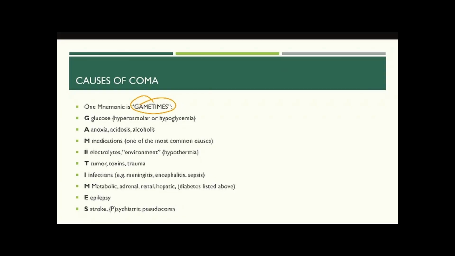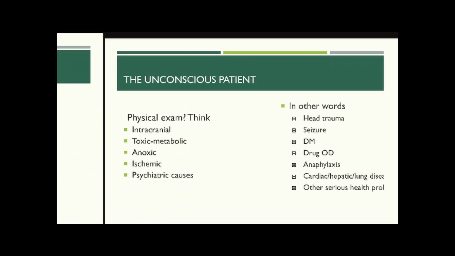Tumors for the T, toxins. I, your infections. Meningitis can cause coma and so forth, encephalitis. The other M is your metabolic. Diabetes is already listed. E, epilepsy, and then S for your stroke or any psych one. So these are just an easy way to remember different causes of a coma.